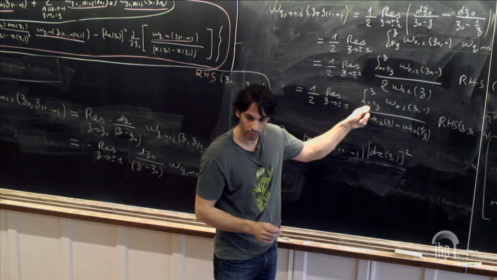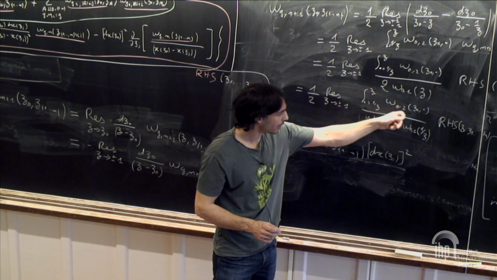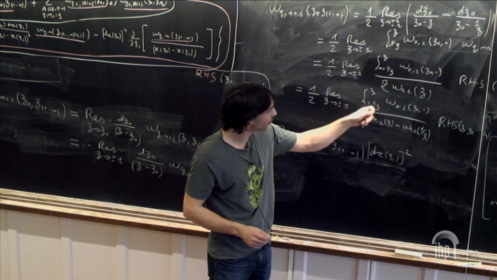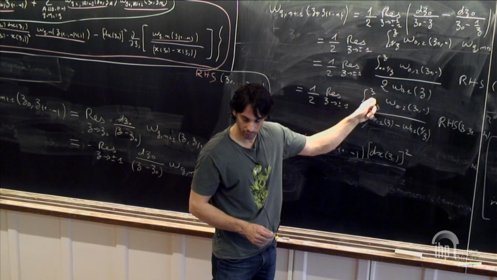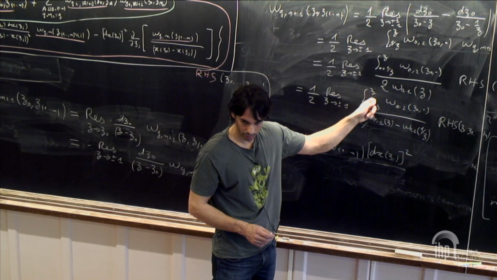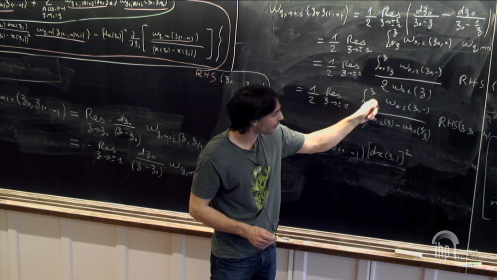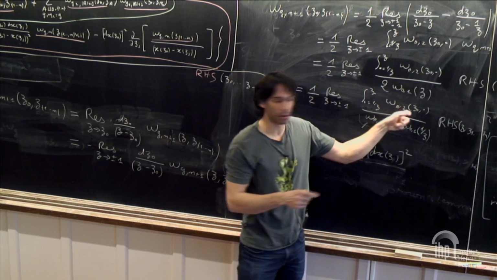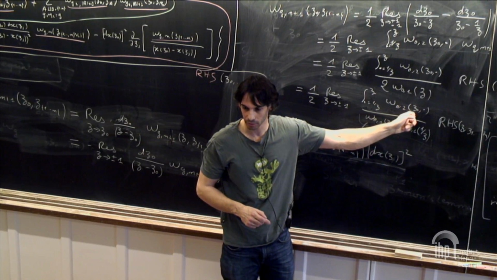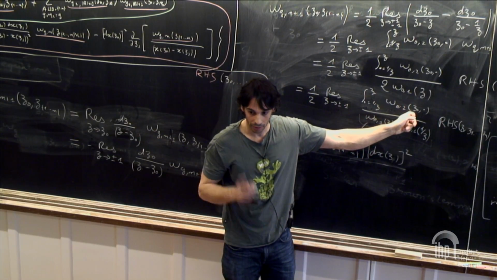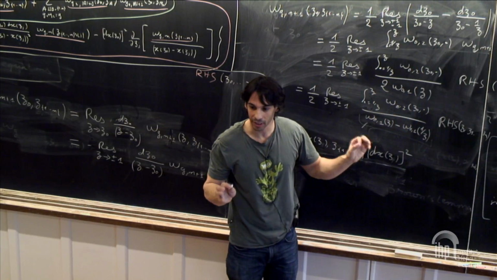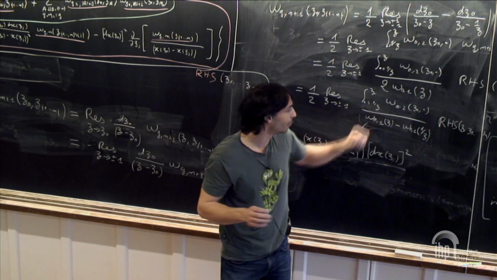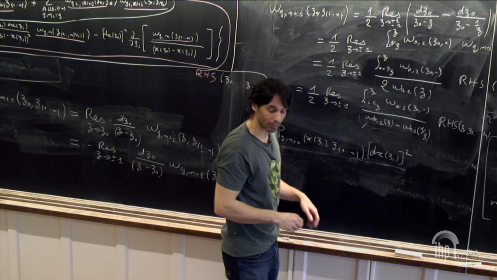Which one? So if I look at it as a function of z, this is a differential. It doesn't have any poles at the point. That's the only one which doesn't have a pole at the branch points, at plus and minus 1.